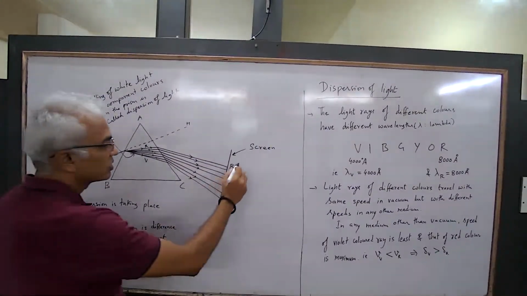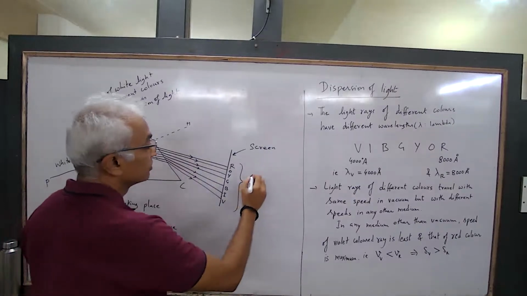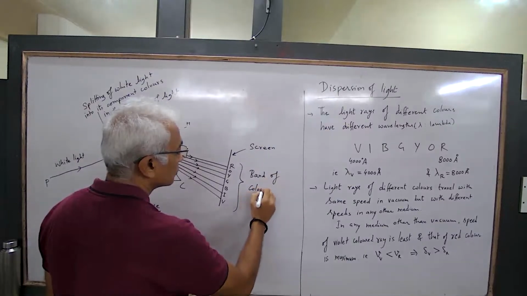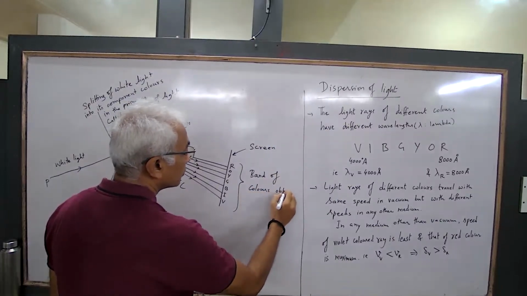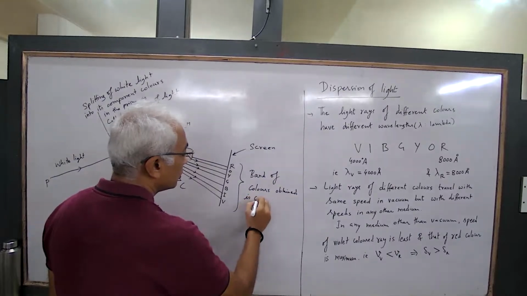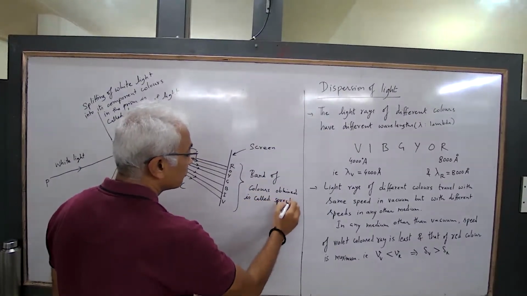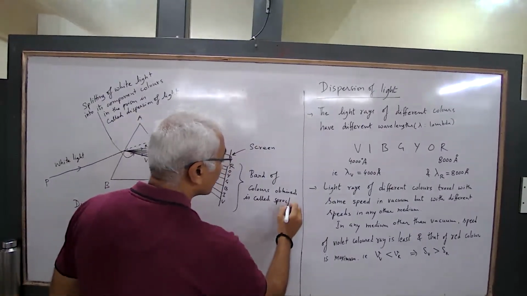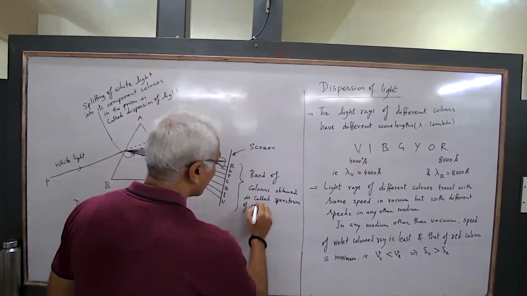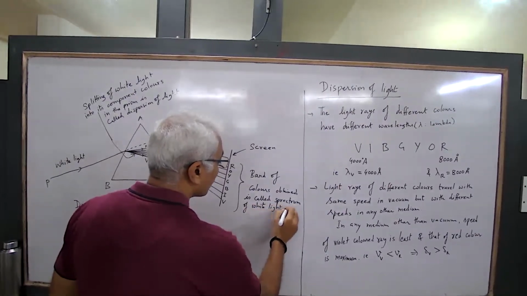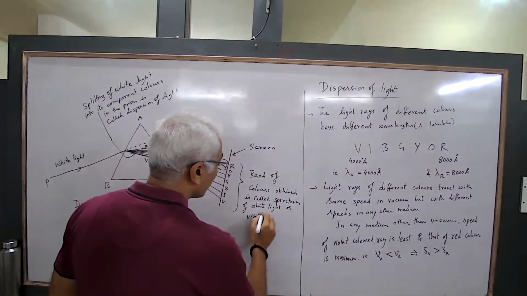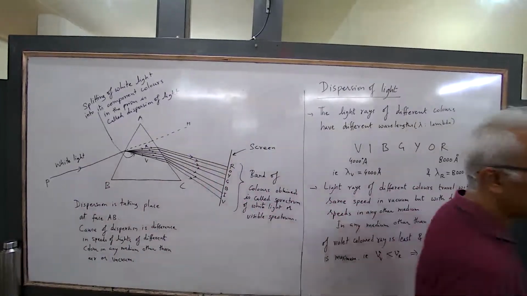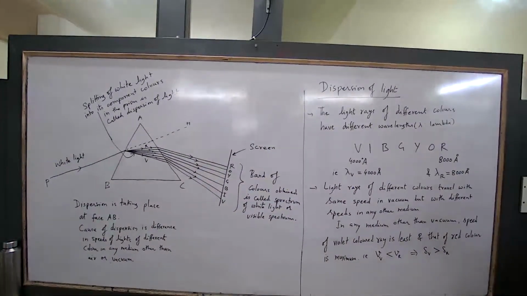So what is this band of color called? Spectrum. The spectrum of the band of color is called the spectrum of white light or visible spectrum.